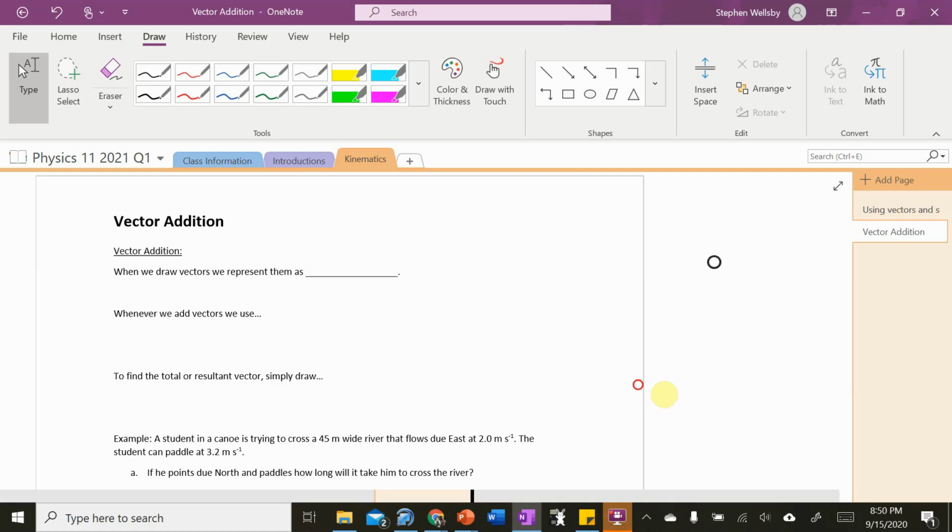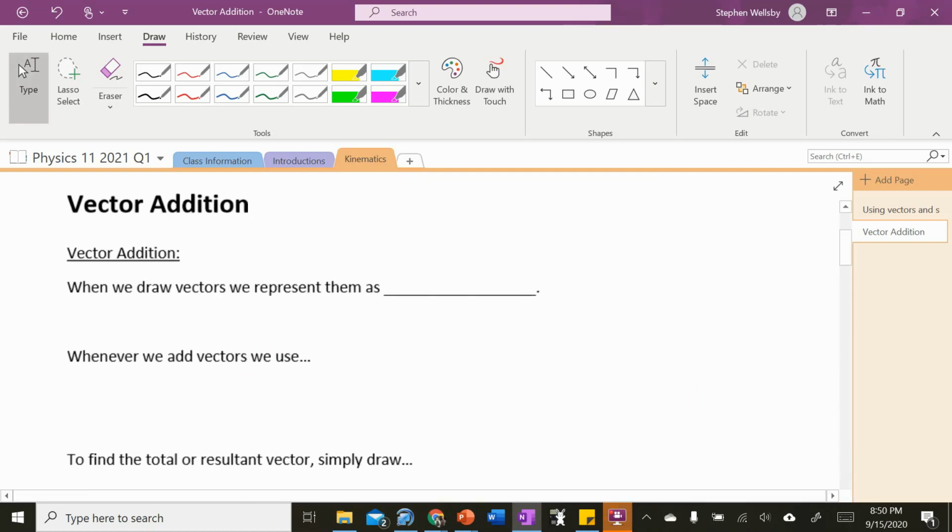Today we're going to be talking about vector addition. So we kind of had a preview of this during our last video where we were talking about how two vectors can be considered as summing to one. So we've sort of had a sneak preview already. Today we're going to go into a bit more detail.